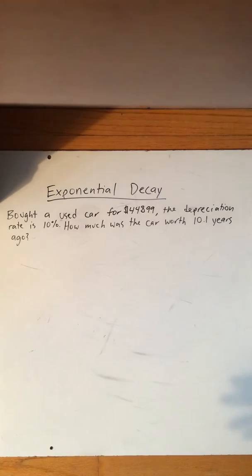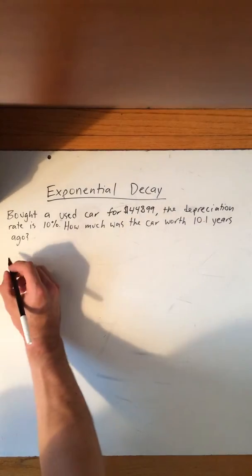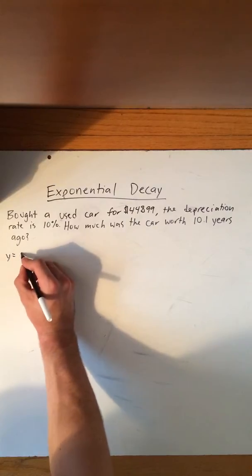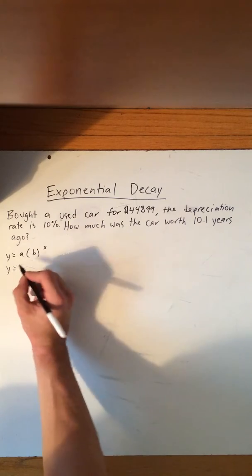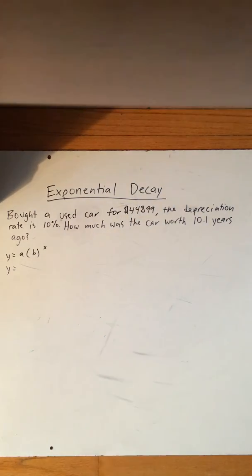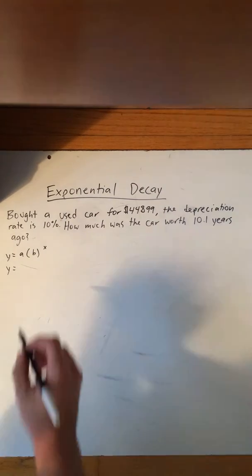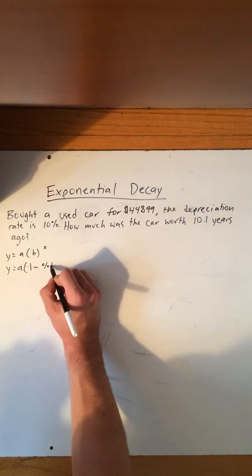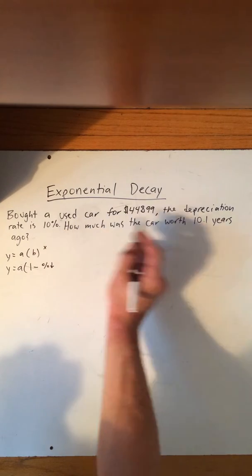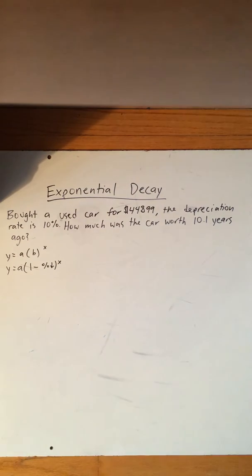So for any exponential function or exponential equation, we need to start with y equals a times b to the power of x. Now in this case, since it's exponential decay, the b value will be equal to 1 minus the percentage that it's going down, so the depreciation rate, to the power of x. Now this differs from exponential growth, because for exponential growth it's 1 plus the percentage that it's going up. So from this we can plug in our values.